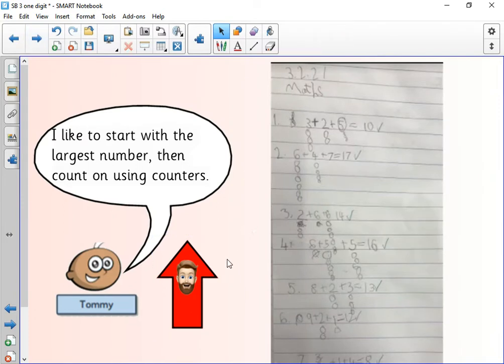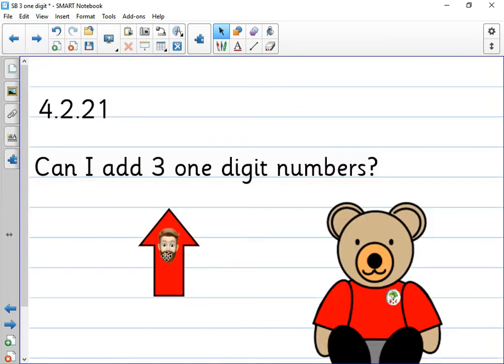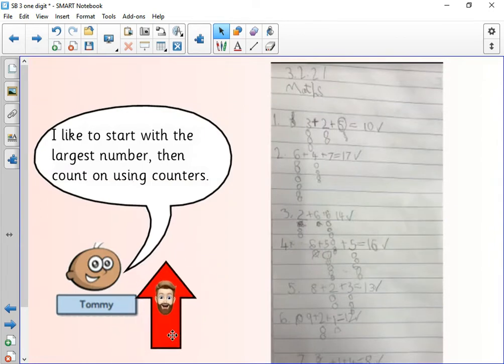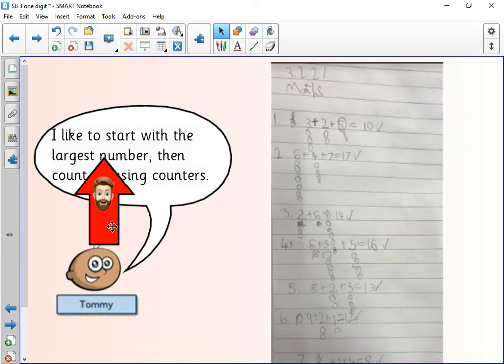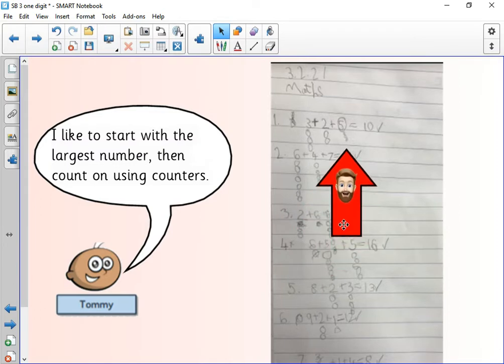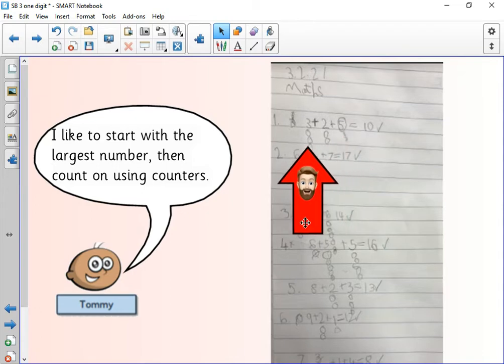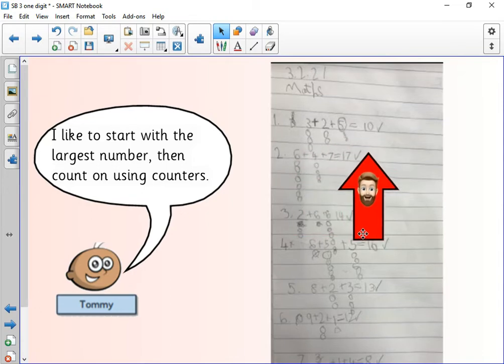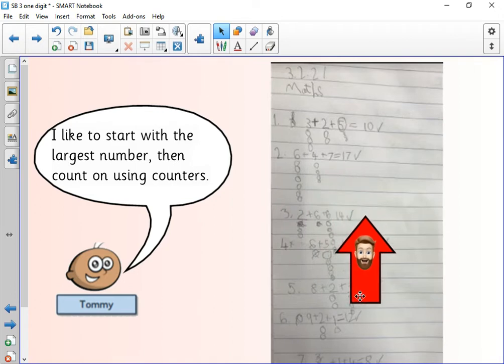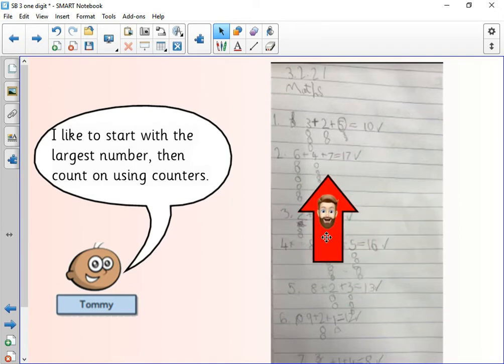Okay, have you done that? I hope so. So yesterday, when we were adding 3 one-digit numbers, which is our learning question, we used Tommy's strategy. And remember, Tommy liked to start with the largest number and then count on using counters. And this is Lever's work from 2CS. So let's look at the first one. She put 5 in her head and then used counters to count on to 10. Now this one, she put 7 in her head and used counters to count on to 17. Okay, so that's the strategy that Tommy uses.